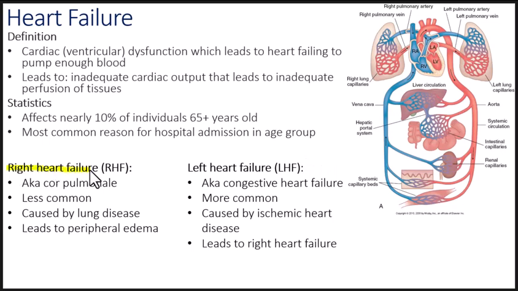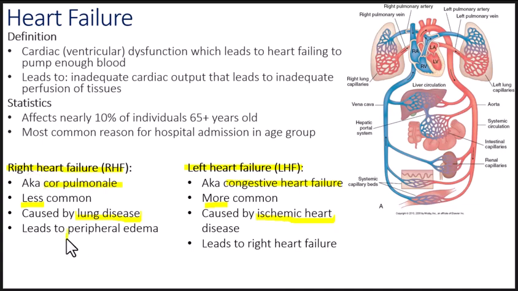Right heart failure is also known as cor pulmonale, and that will make more sense later. The left side of the heart failing is also known as congestive heart failure. Right heart failure is less common than left heart failure. The most common cause of right heart failure is lung disease, and I'm going to be explaining using a diagram why that is. Whereas the most common cause of left heart failure is ischemic heart disease, meaning that the heart muscle itself had a reduction in blood flow to it that caused the tissue to not have enough blood supply to function properly.